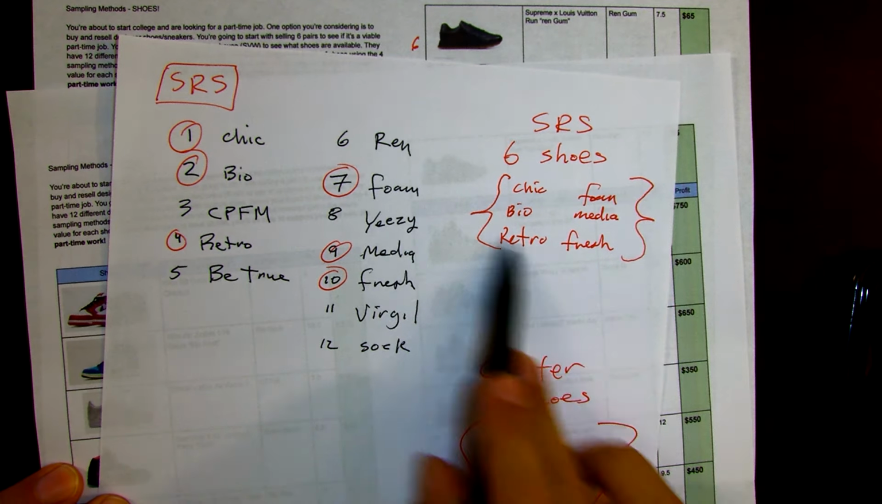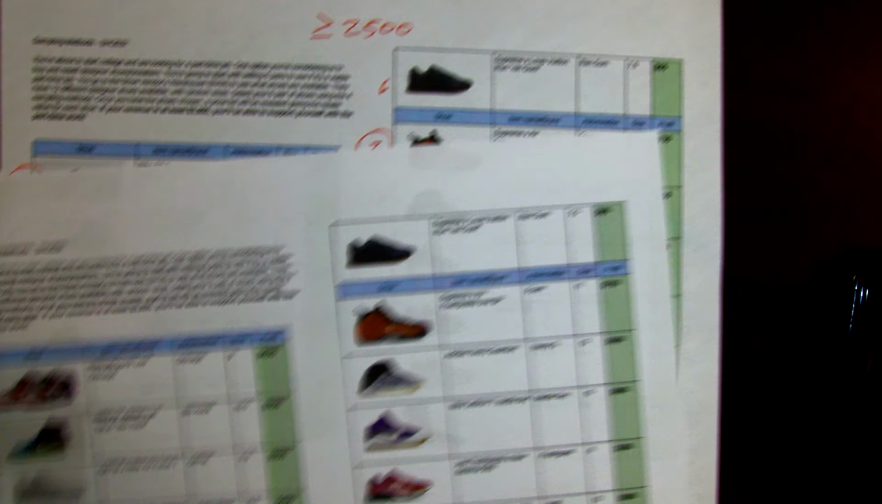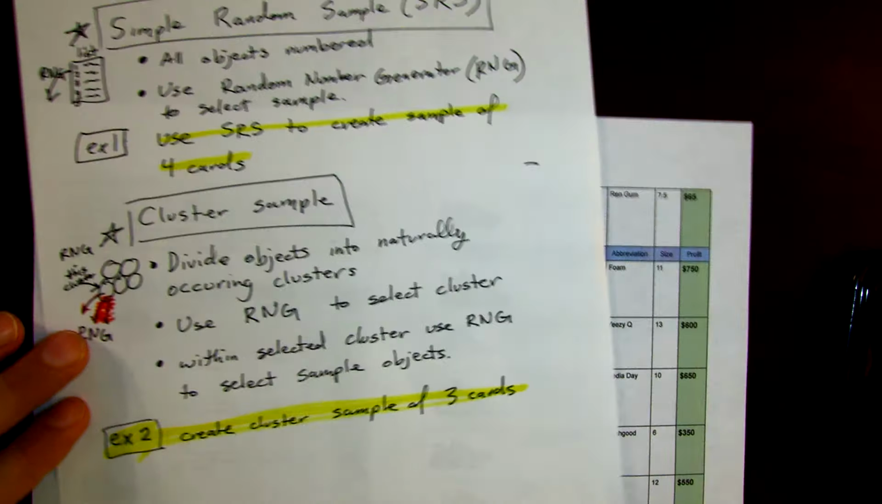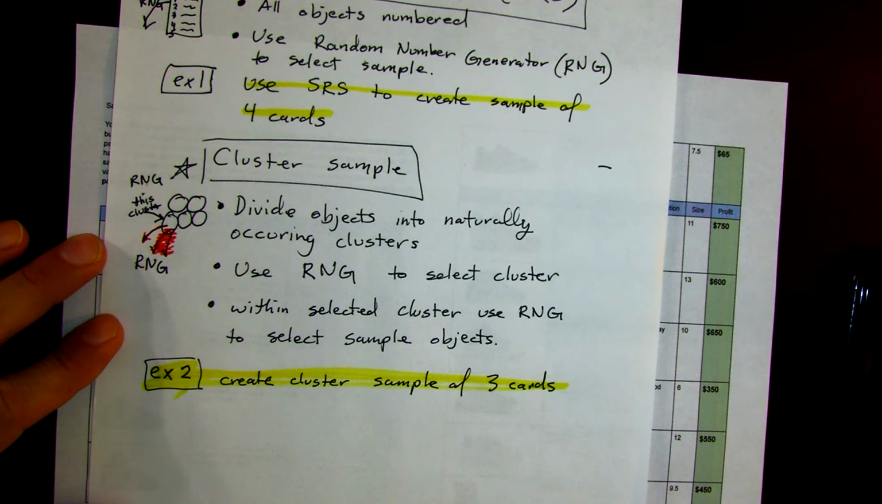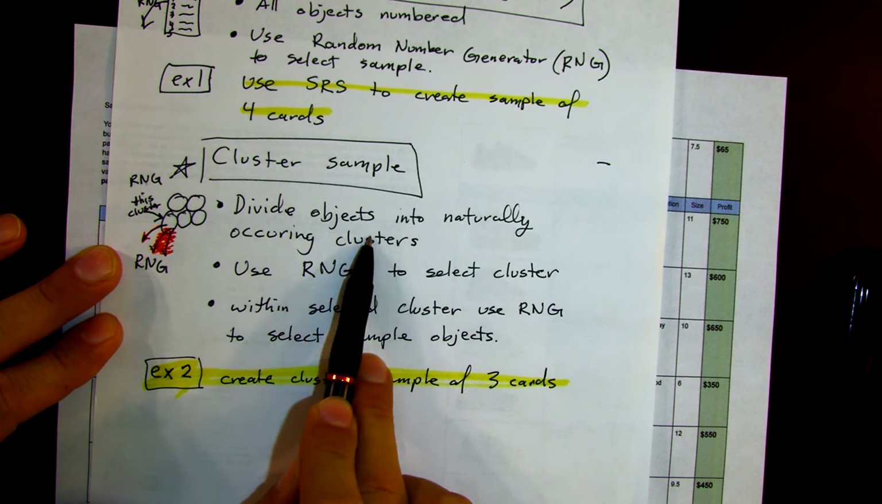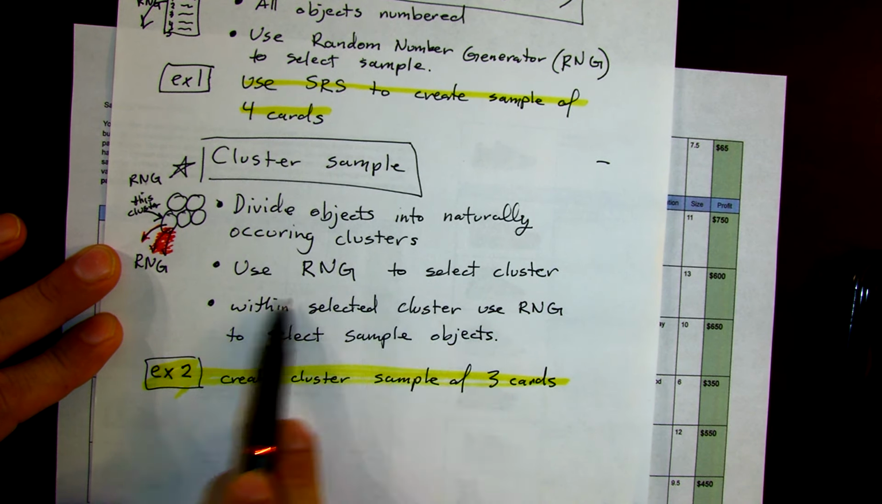So let's look at what the cluster sample is again. Divide objects into naturally occurring clusters. Use your random number generator to select the cluster, and then within that cluster, the random number generator picks the object. Then you start from the beginning. Pick your cluster, pick your object. Find your object, start from the beginning. Pick your cluster, pick your object.